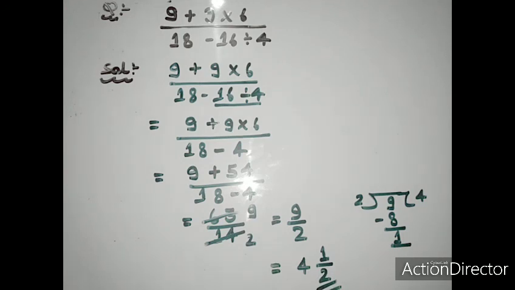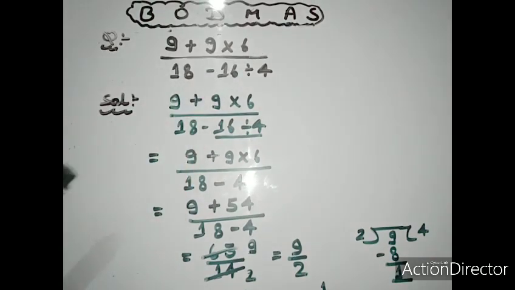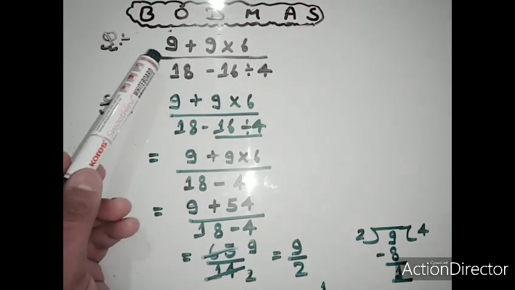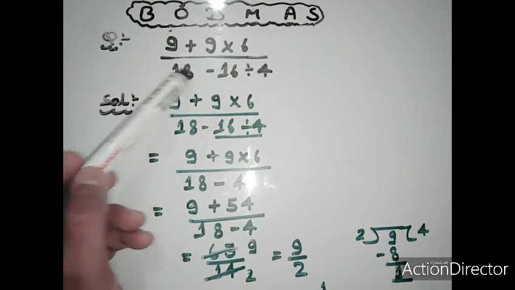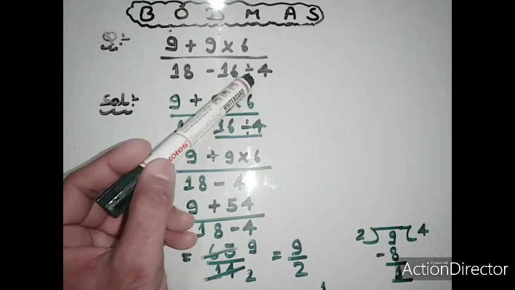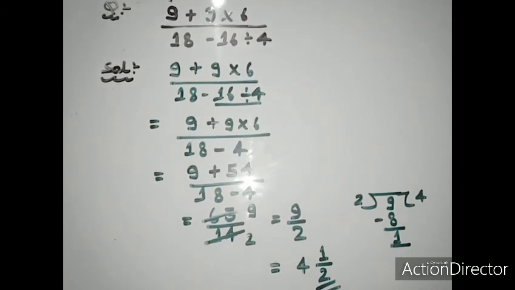So dear students, if we solve this type of question in simplification, chapter number 10, here it is compulsory to follow this order, right? This order, BODMAS, right? So now students, here we solve 9 plus 9 multiply by 6 upon 18 minus 16 divided by 4. So we get the answer 4 whole 1 upon 2, right? Dear students, I also give these types of questions in your worksheet.